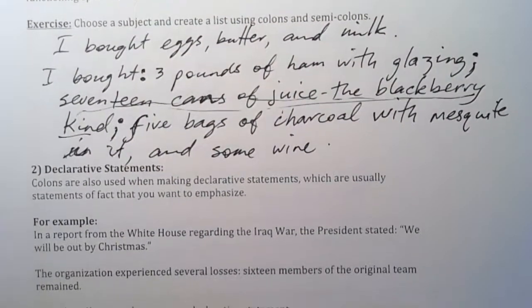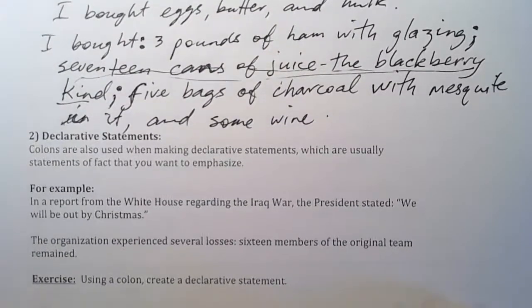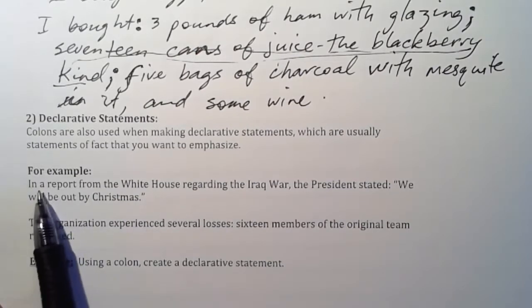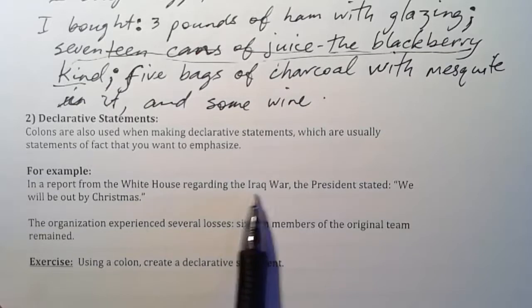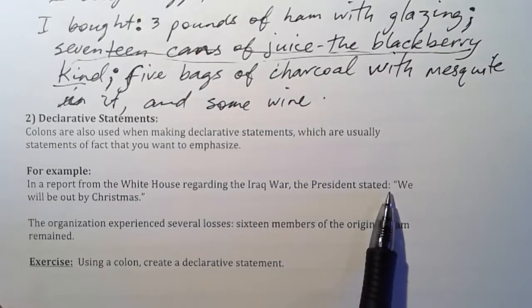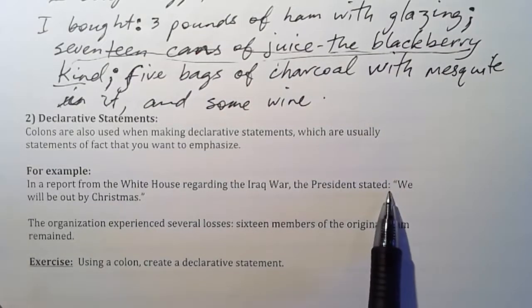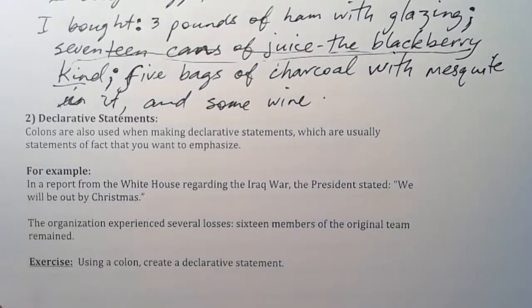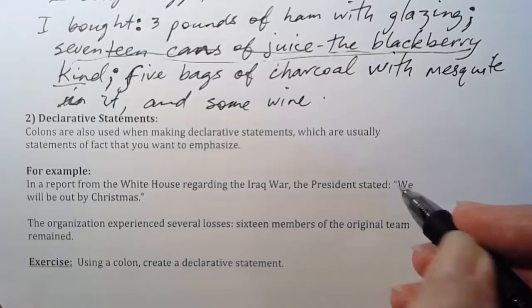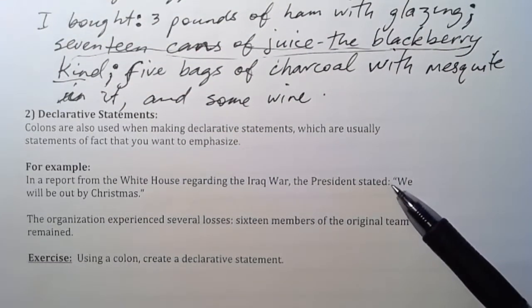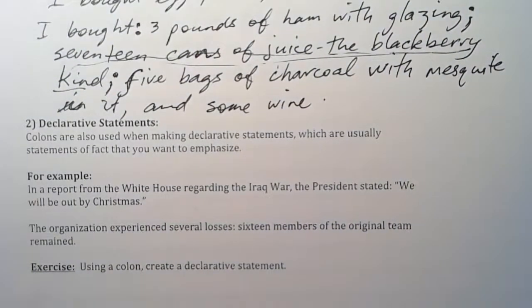We also use colons when we're making declarative statements, which are usually statements of fact that you want to emphasize in your writing. For example, in a report from the White House regarding the Iraq War, the president stated: we will be out by Christmas. So making profound statements. Now we could put a comma in here and it would work just as well, but in formal style writing, it's good to know that this is a very formal style of punctuation.